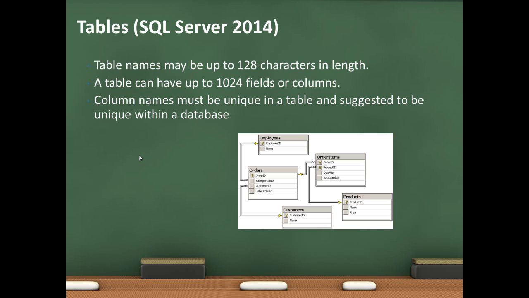Column names must be unique in a table and suggested to be unique within a database. So what I would suggest is you don't create a field called an ID field and let that be your primary key or your entity field for all your tables. Now granted, I can have an employee.id or an orders.id, but it's much easier to look at your code and see that the employees table has an employee ID field in it rather than just an ID field. Again, you can get away with just calling it ID, but from a design standpoint, I would recommend that's not the best idea.